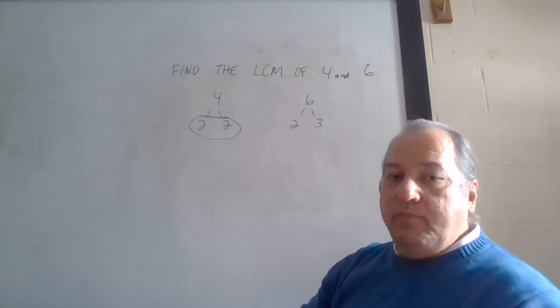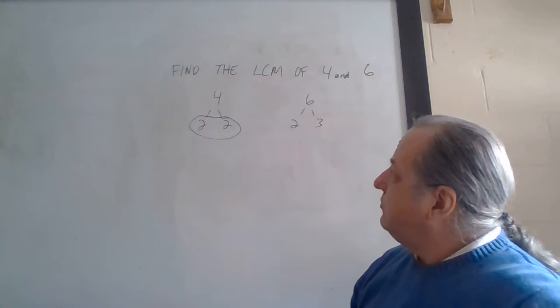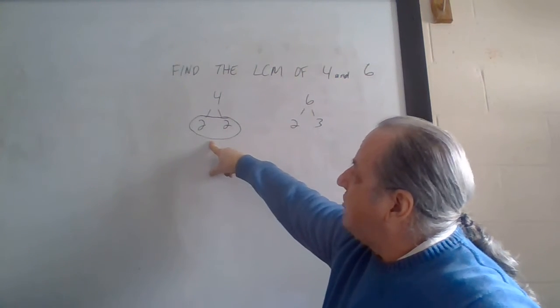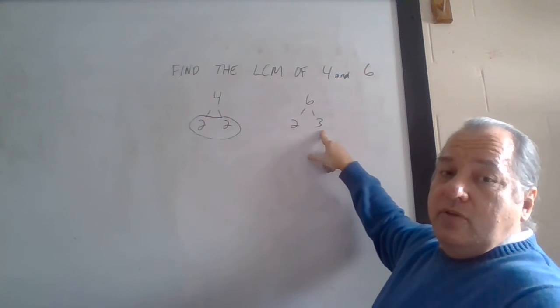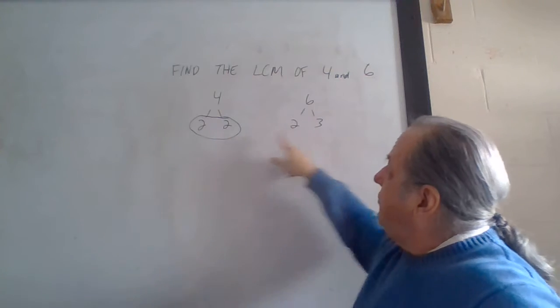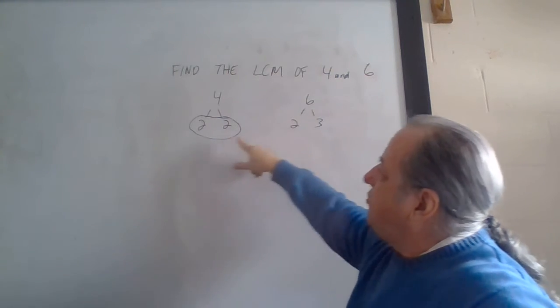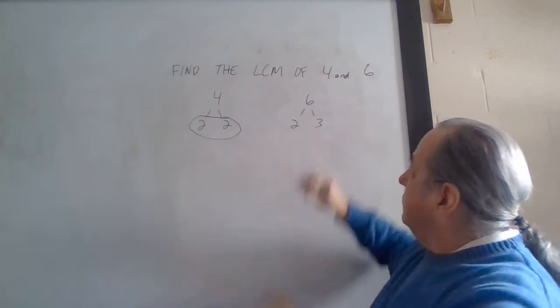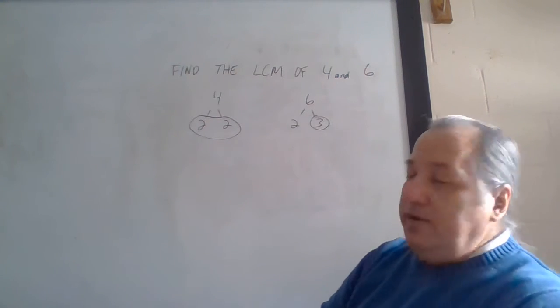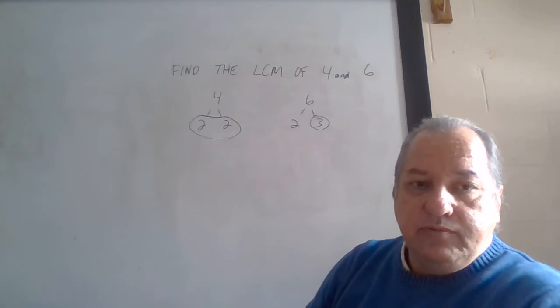the factor tree with the biggest number of 2s. If I look at this factor tree, there are no 3s, and there's 1 3 over here. So which of the factor trees has more 3s at the end of the branches? Yep, this one. So I circle the 1 3. That's the end of step 2.